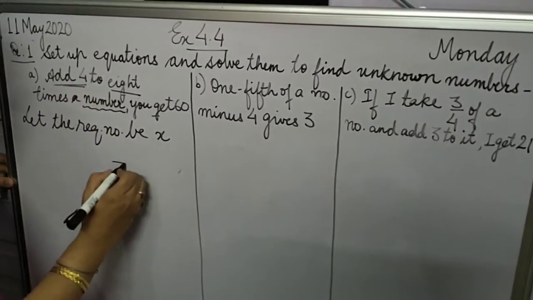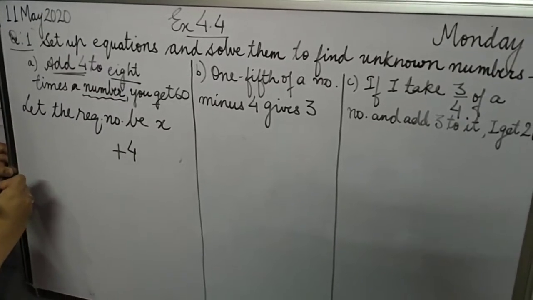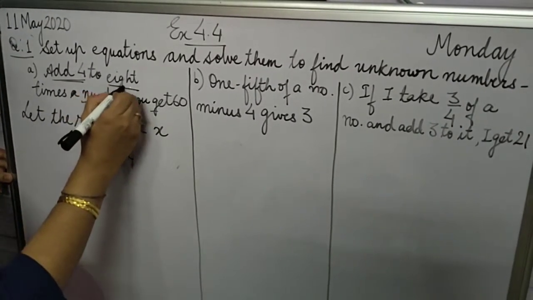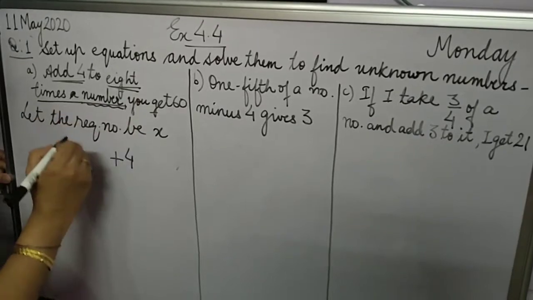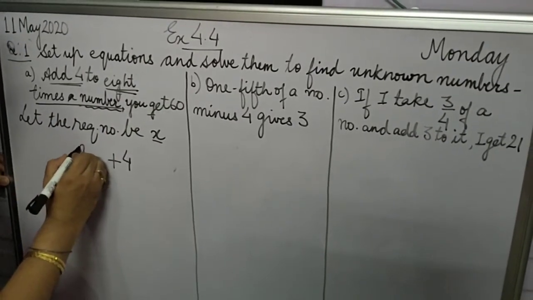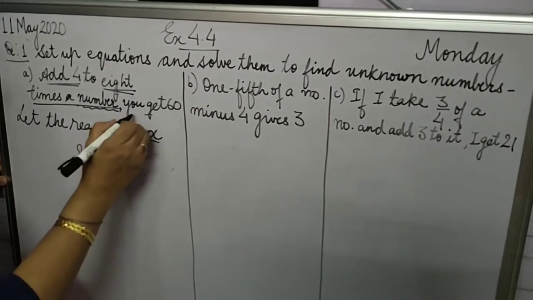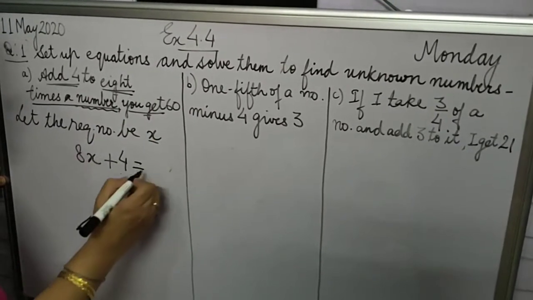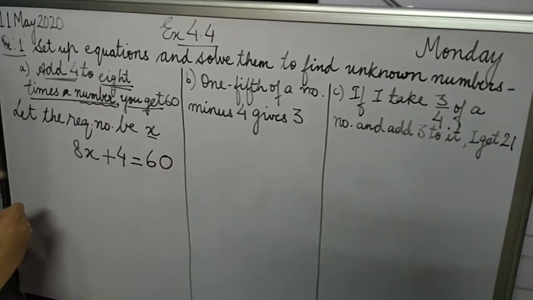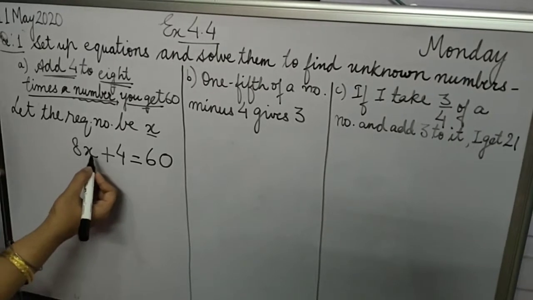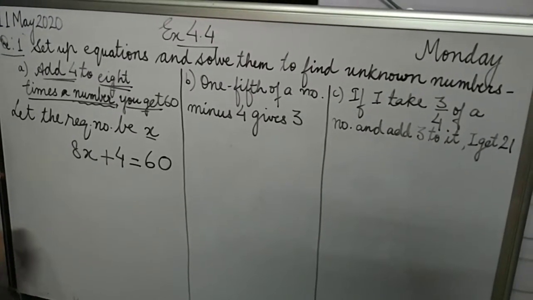Add 4. Add 4 means you are to plus 4. Add 4 to 8 times a number. Number is x. So 8 times the number would be 8x. You get means is equal to, and how much you get? 60. So our equation comes out to be 8x plus 4 is equal to 60.